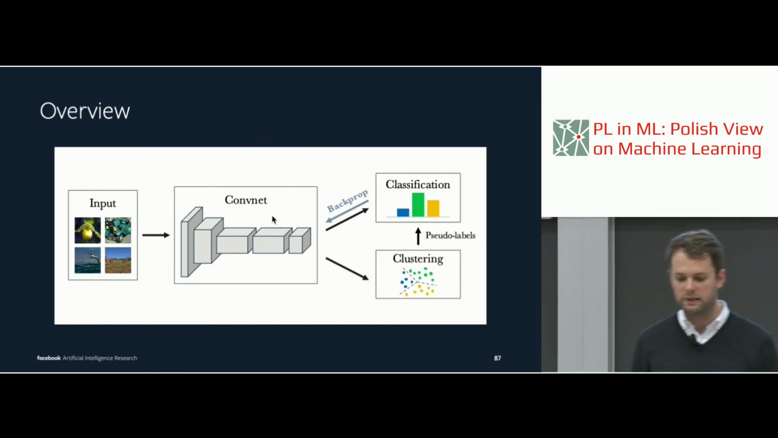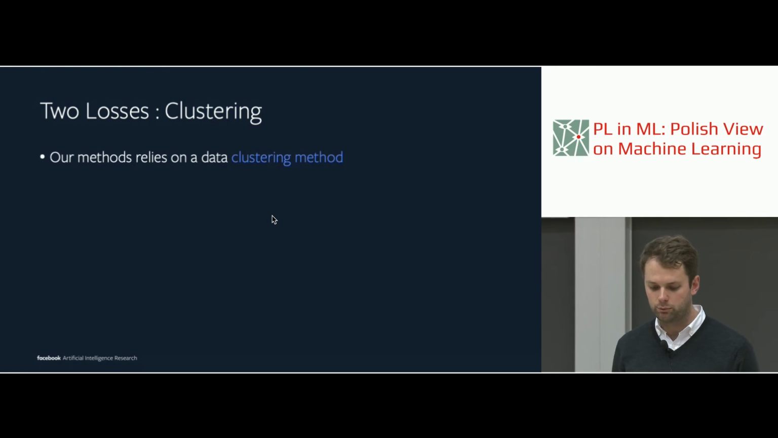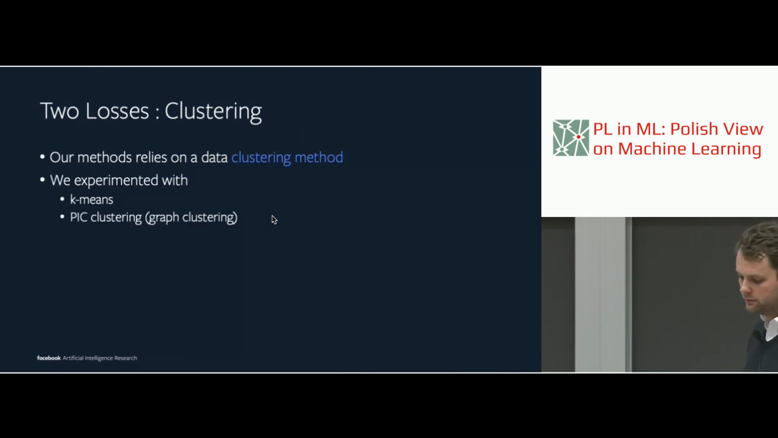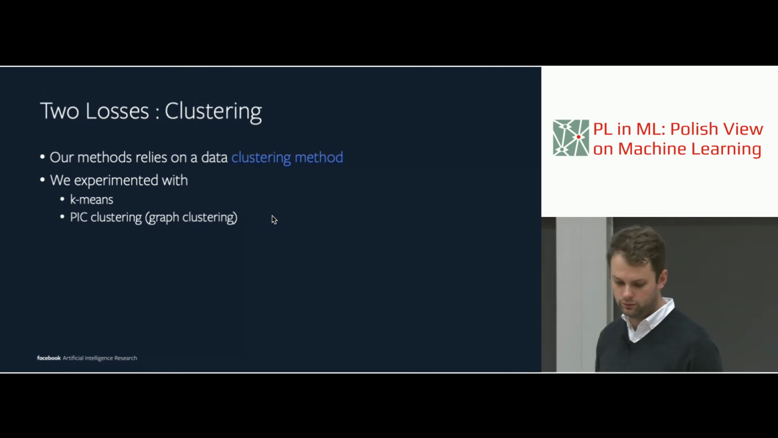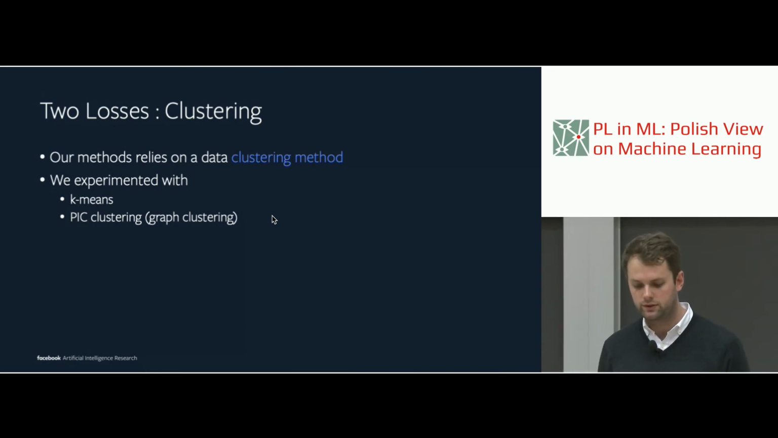So this model was based on two losses. A first one for doing clustering. Our method relies on a clustering algorithm, and in the paper, we experimented with two different kinds of clustering algorithms. The first one, which is, I guess, known to everyone, is k-means. And we also experimented with some more sophisticated clustering, such as PIC clustering, which is a graph clustering algorithm.